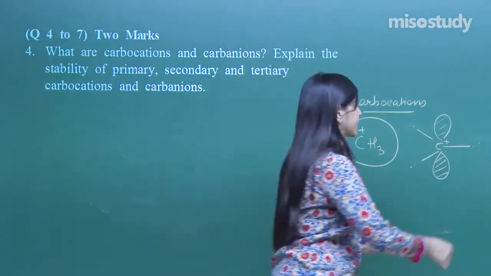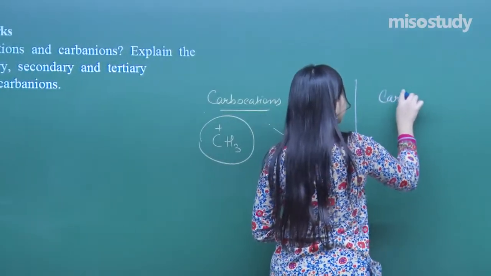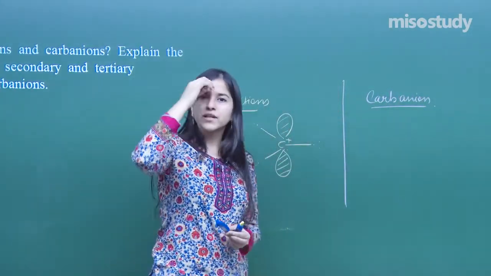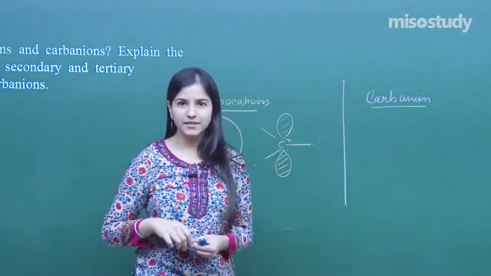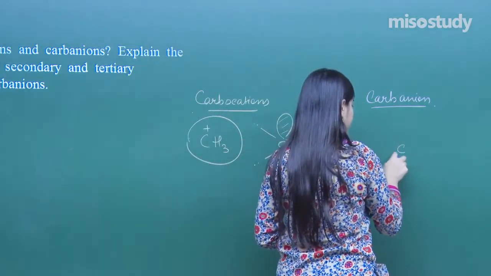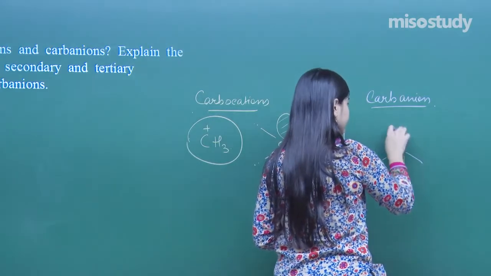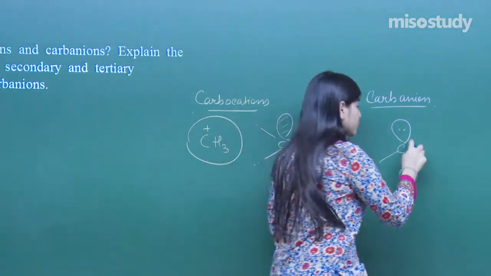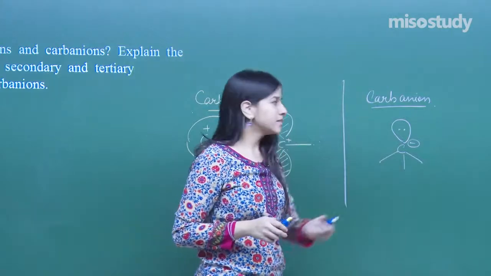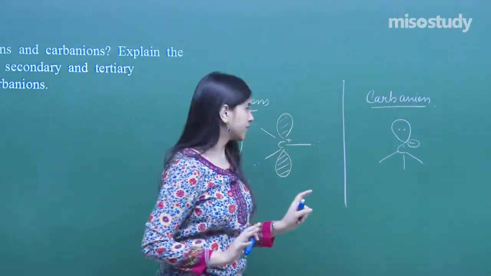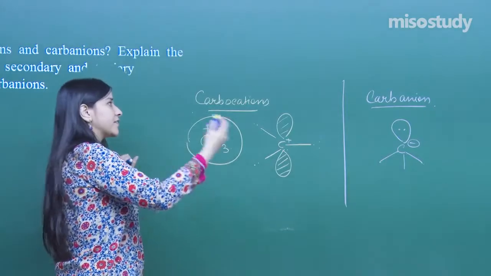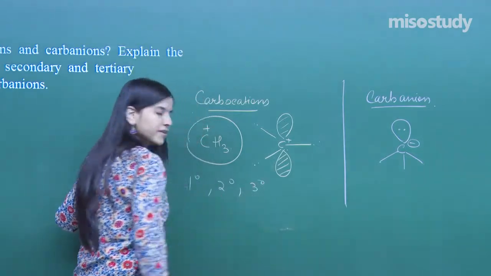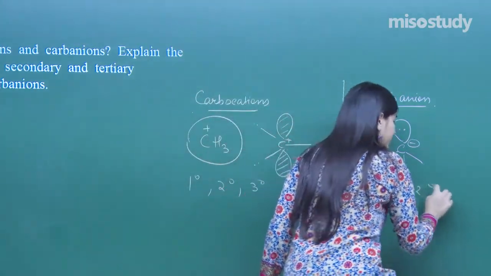Now this is a carbocation. If I talk about a carbanion, are you able to draw the ammonia structure? A similar structure would be for the carbanion. So basically a carbanion is a species like this, having a lone pair of electrons and a negative charge over it. That is what a carbanion is, the basic structure I have drawn here. Now there are different types of carbocations and carbanions: primary, secondary, and tertiary.